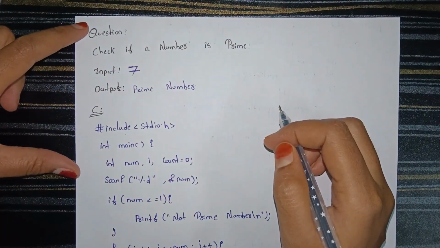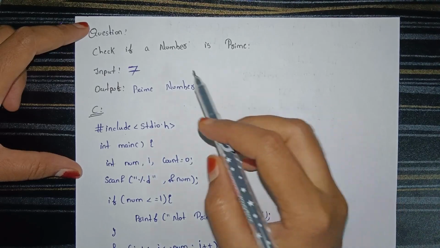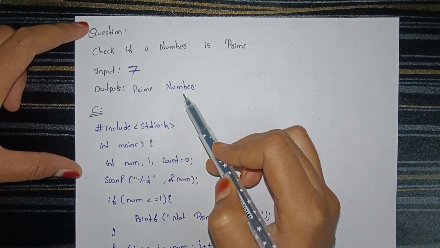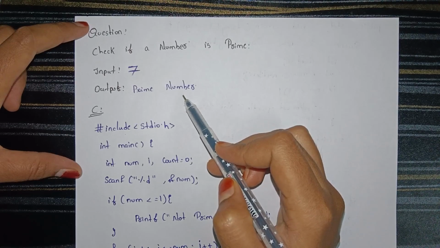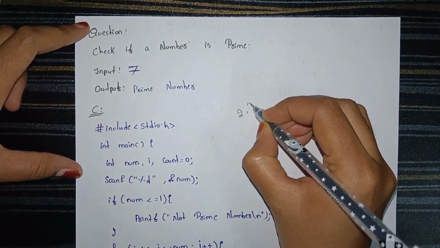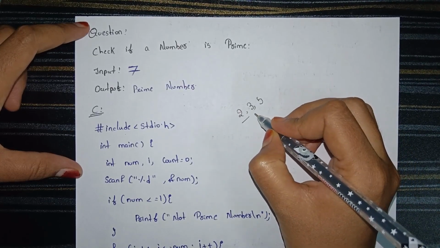Hi everyone, in this tutorial we will learn whether the given number is prime or not. So here the input given is 7 and the output we have to print is prime number. The first thing we have to remember is what a prime number actually is. The prime numbers will be 2, 3, 5. That means they are divisible by 1 and they are also divisible by themselves.